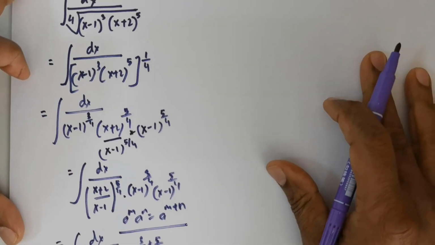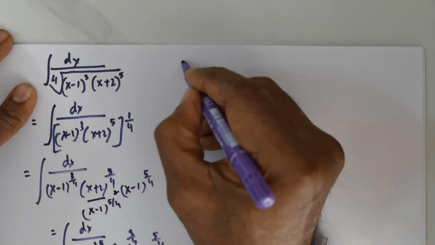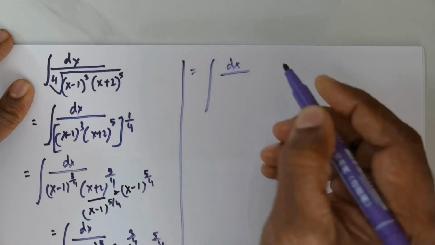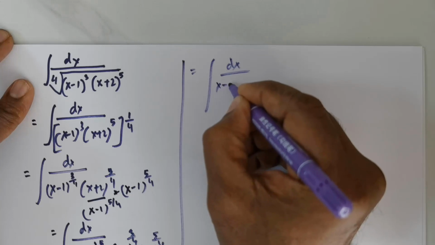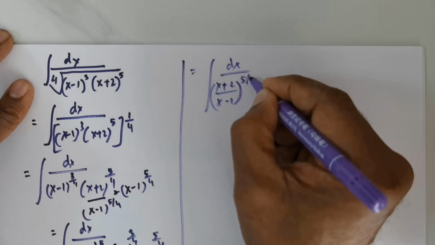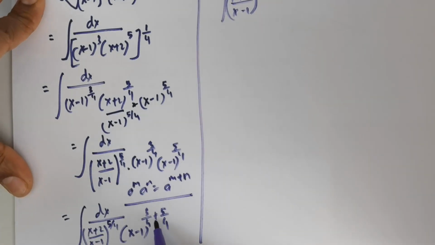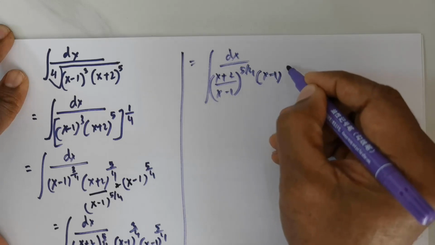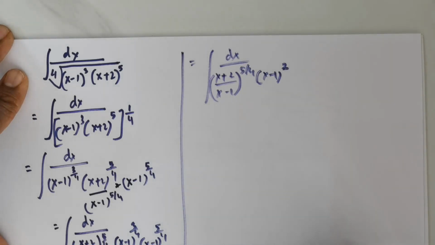So let me move on here. This is equal to the integral dx divided by (x + 2) divided by (x − 1), raised to the power of 5 over 4, and this is going to be 8 over 4, which is (x − 1) raised to the power of 2. So this is what you've got.